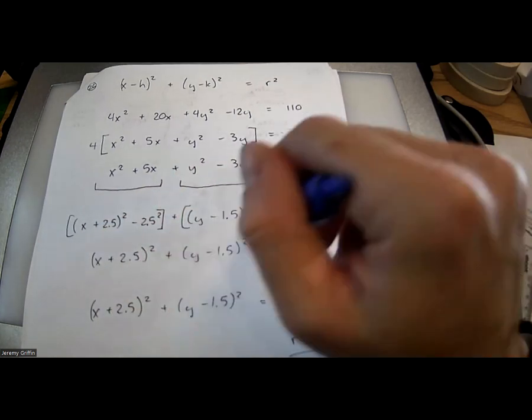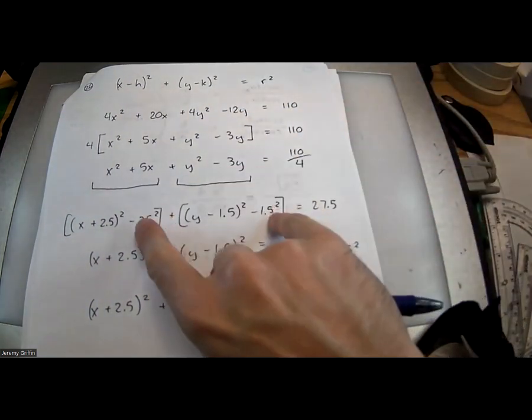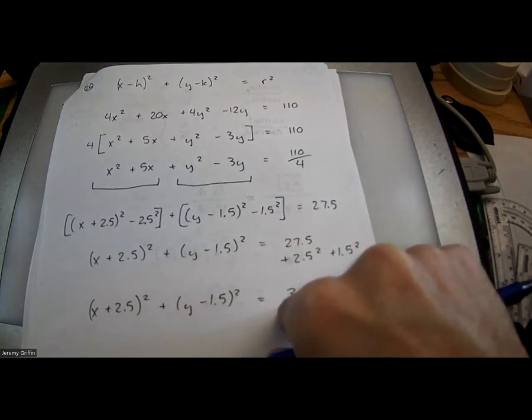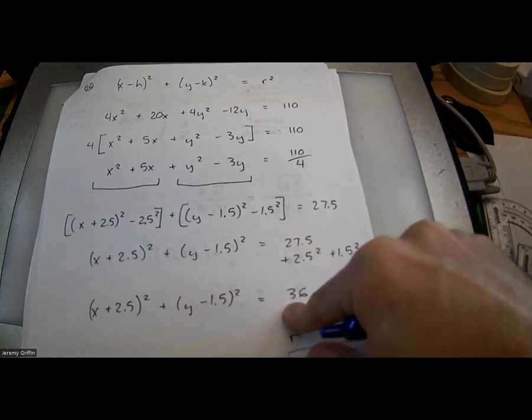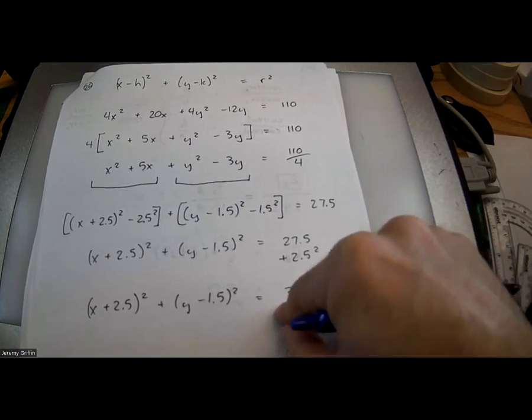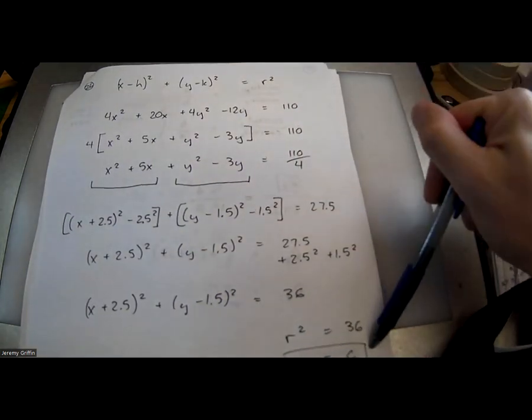So we're getting something that looks closer to the standard form. Take these two constants and add them over. Very conveniently, it adds up to a nice round integer that happens to be a perfect square. So the fact that it's equal to 36, what's the radius again? About 6, right? You've got to square root it.